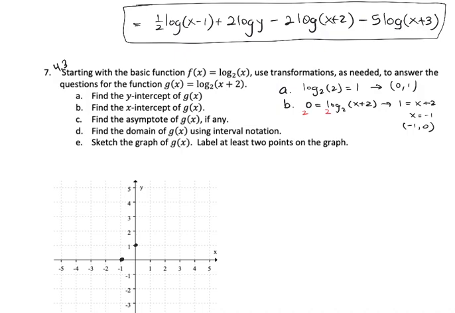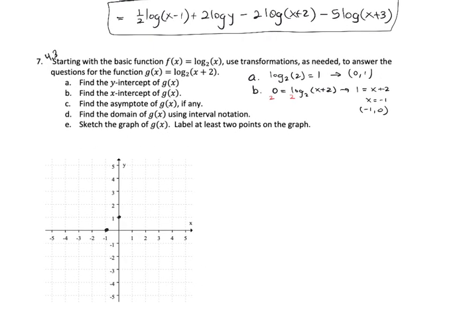For part C, all graphs of logarithm functions have a vertical asymptote. Typically, it's right here at 0, unless there's horizontal transformations, and there is here. It's to the left 2 units. So the vertical asymptote, rather, is x equals negative 2.